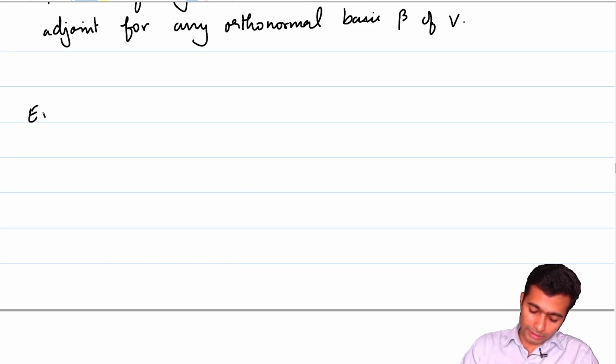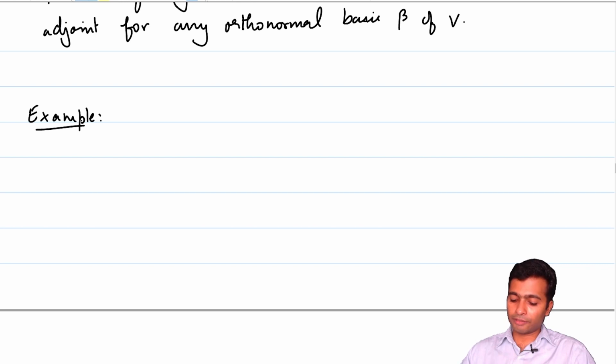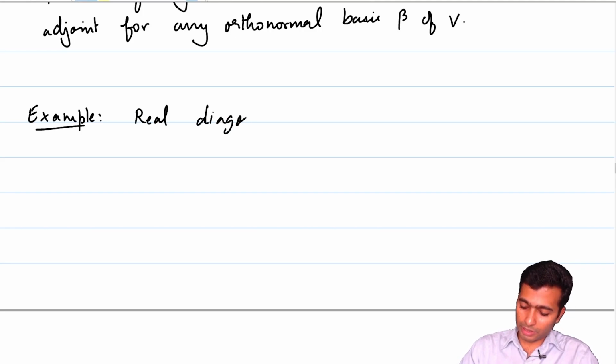So, next example. What was one standard example of a normal operator? Diagonal matrices turned out to be standard examples of normal operators, because the conjugate transpose of a diagonal matrix will again be a diagonal matrix, and the product of diagonal matrices is a commutative operation. However, we have to be a bit careful when dealing with diagonal matrices which will be self-adjoint. So I'll write it this way. Real diagonal matrices are self-adjoint.